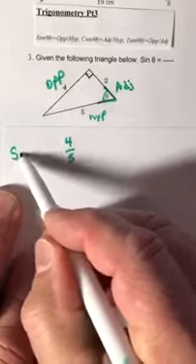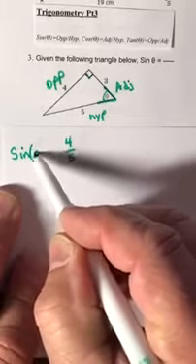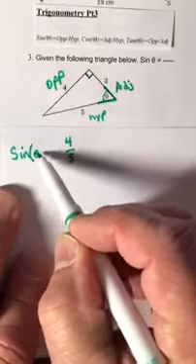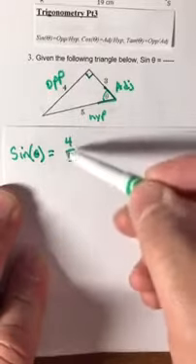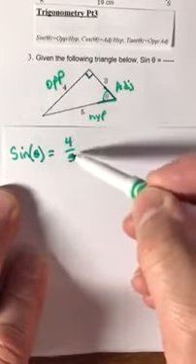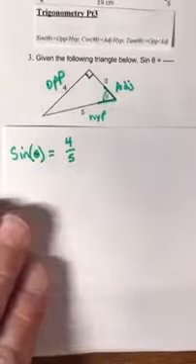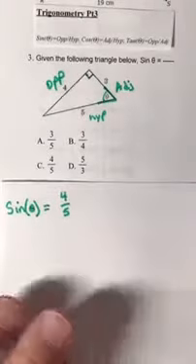Okay, so the fraction, in other words, if I wrote sine and then the degree, the angle, which is where theta, is equal to what fraction? So we're looking at this part of the equation. So the answer is C. Okay.